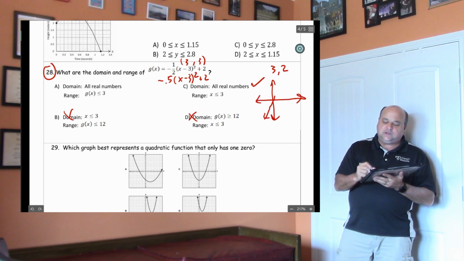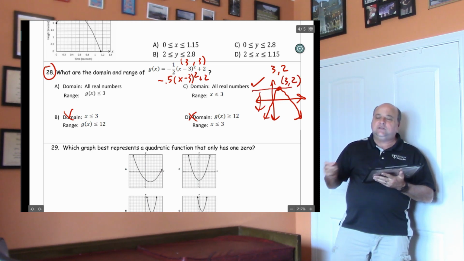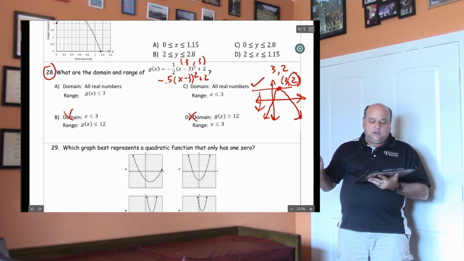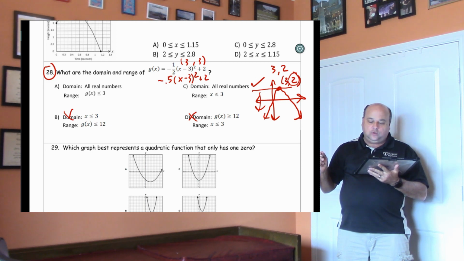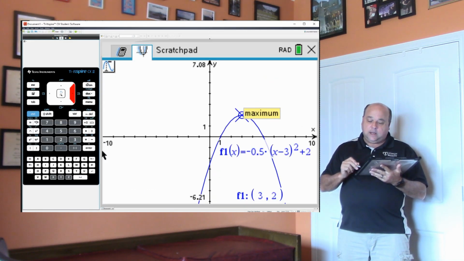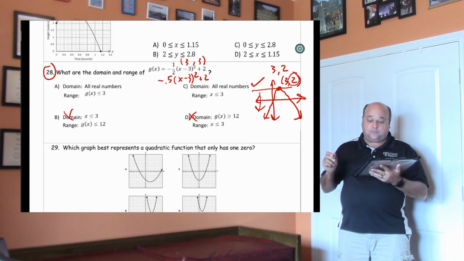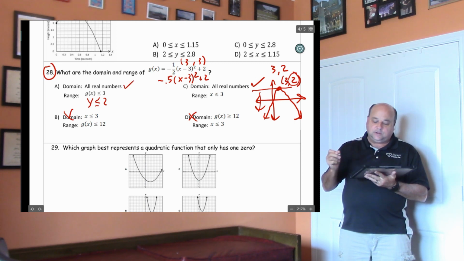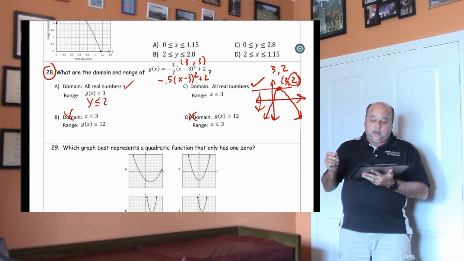So this graph is going to do this and come right here, and the top is at 3, 2. That means your range is going to go down from there. So the range is all the numbers less than or equal to 2, so y less than or equal to 2. This is a bad problem. Your range should be all of the y's less than or equal to 2, and the domain is all real numbers. This is not correct.